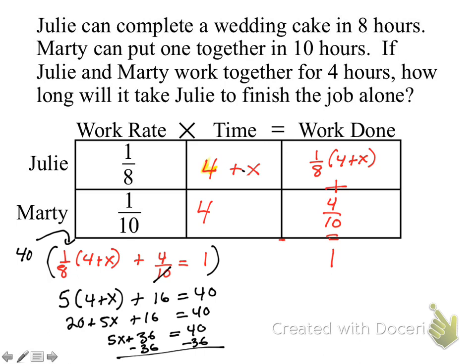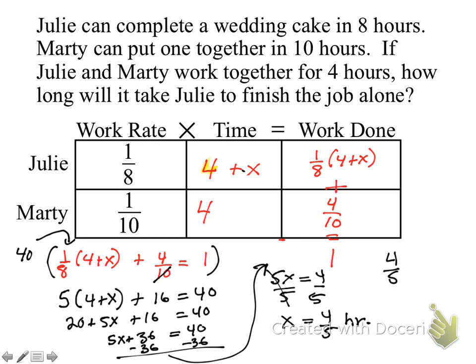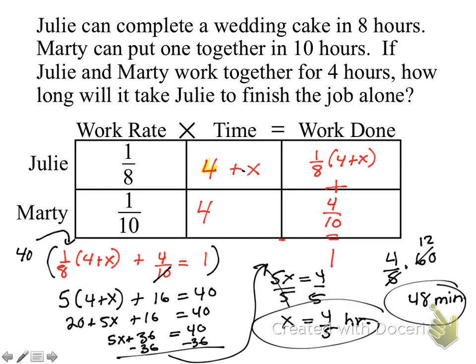Subtract 36. And we end up with 5x equals 4, divide by 5, and x equals 4/5 of an hour. If we wanted to figure out exactly how many minutes, we would do 4 over 5 times 60. It's 48 minutes. Does that make sense? Okay, questions? All right, moving on.